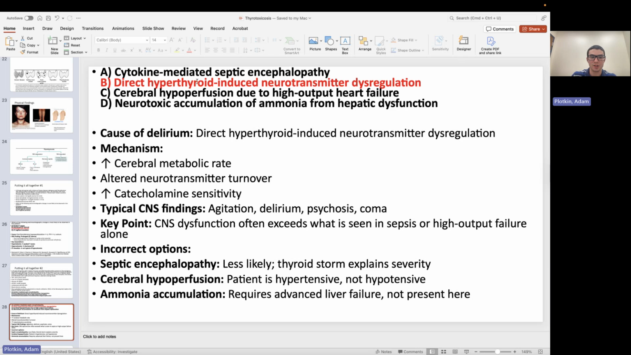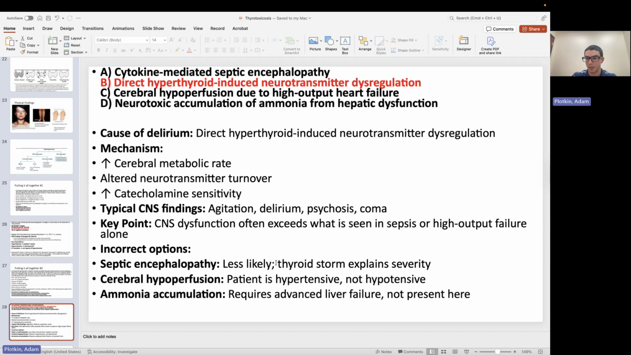So in this case, it is going to be direct hyperthyroid-induced neurotransmitter dysregulation. Hyperthyroidism, especially thyroid storm, is a very well-known cause of delirium or encephalopathy. The mechanism is we increase the cerebral metabolic rate, which alters the neurotransmitter turnover and increases my sensitivity to catecholamines, and can lead to agitation, delirium, psychosis, and potentially even coma. So the key point is that CNS dysfunction often exceeds what is seen in sepsis or high output failure.